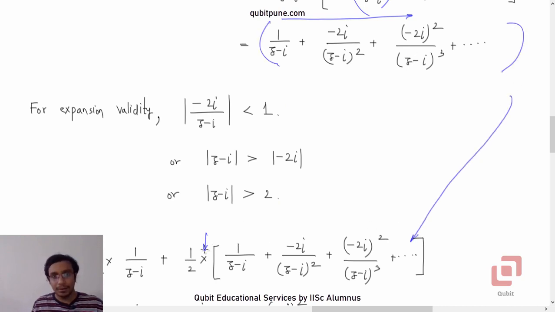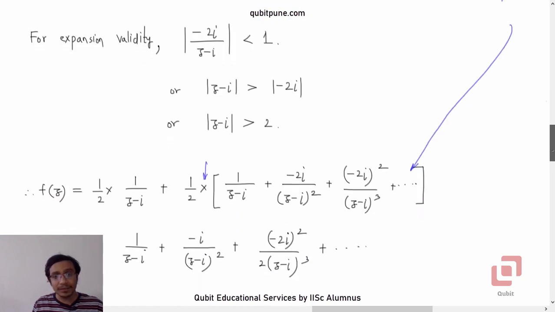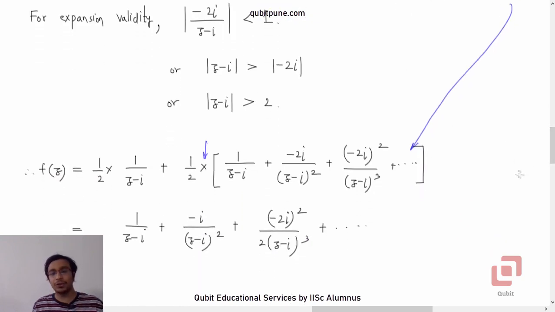Okay, 1 upon z minus i plus minus 2i upon (z minus i) squared plus minus 2i upon (z minus i) cubed and so on. Okay, so let us now simplify this and then let's talk about the convergence. All you have to do is add these two terms. So 1 upon 2 into 1 upon z minus i plus 1 upon 2 into 1 upon z minus i will be just 1 upon z minus i.